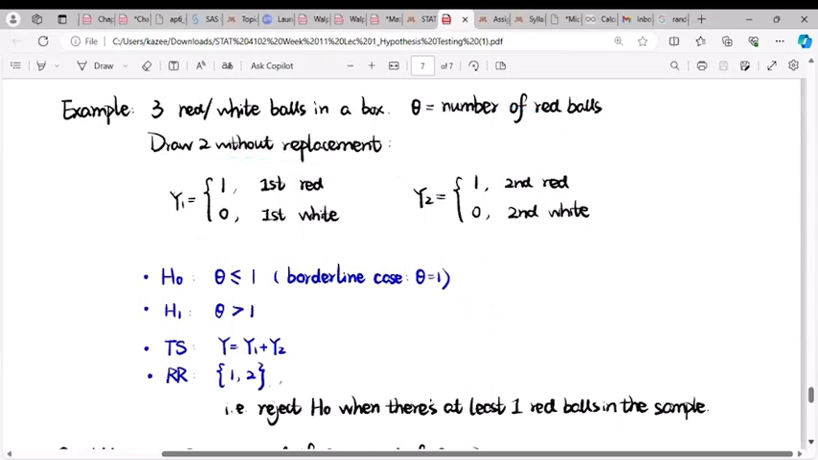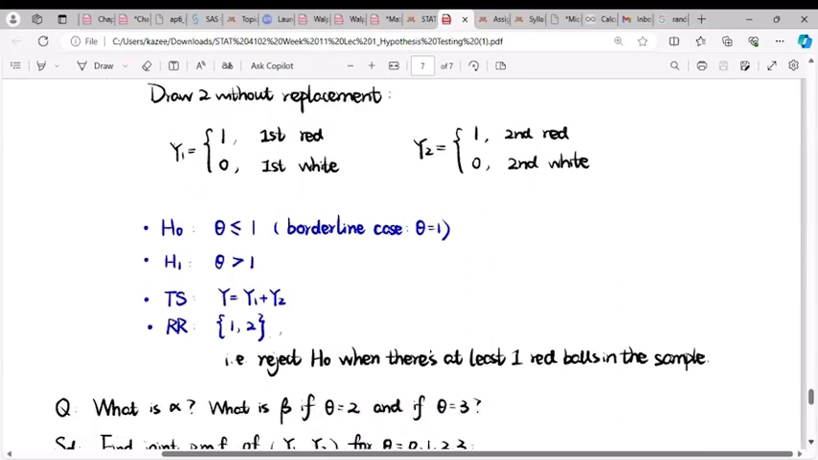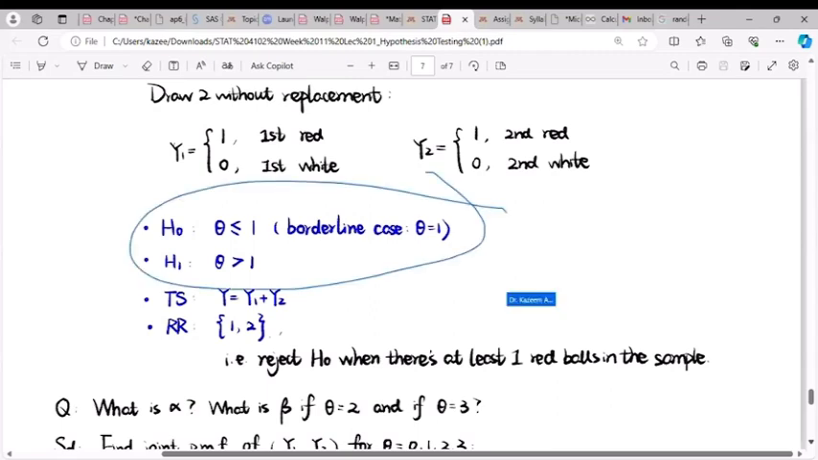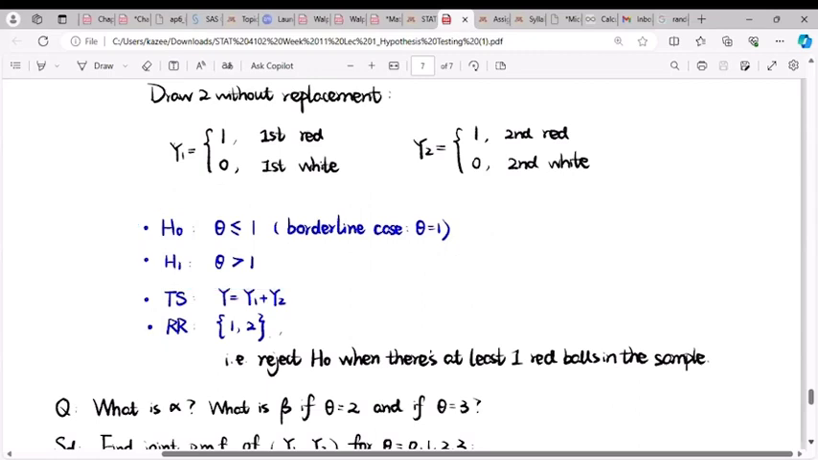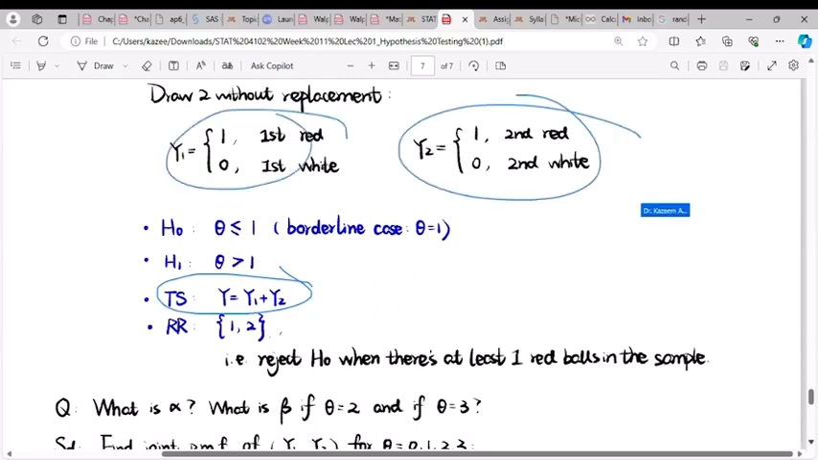If that happens, then the hypothesis we want to test, the borderline, is going to be theta equal to 1, and the alternative is going to be theta greater than 1. And what is the test statistic? Your test statistic is going to be adding what you get in the first occasion to what you get in the second occasion.